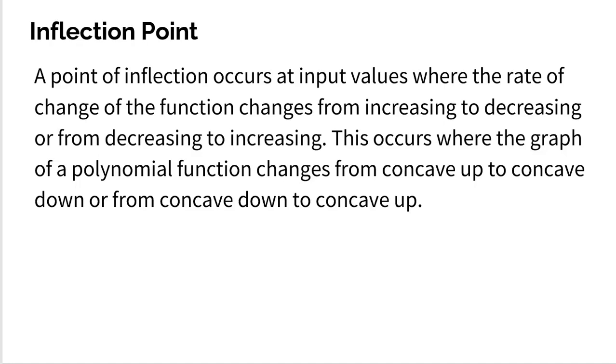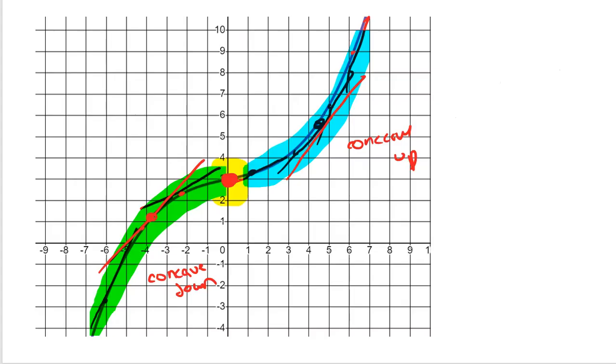So, that last little bit of vocabulary. A point of inflection occurs at input values where the rate of change of the function changes from increasing to decreasing or from decreasing to increasing. This occurs where the graph of a polynomial function changes from concave up to concave down or vice versa. To draw what that other one would look like, imagine this: I'm concave down right here, and then I'm concave up. Somewhere I switched, and that's an inflection point.